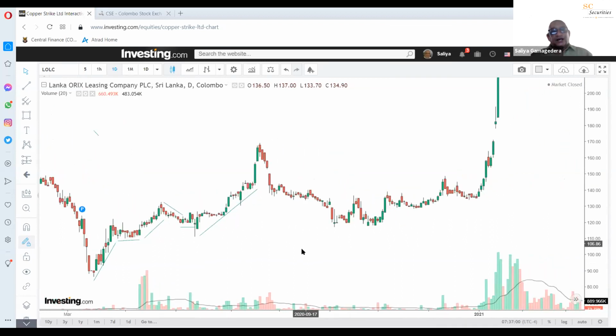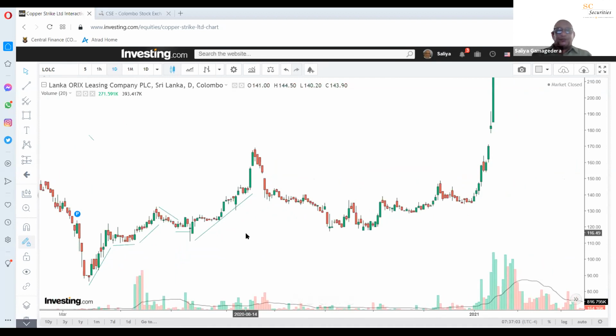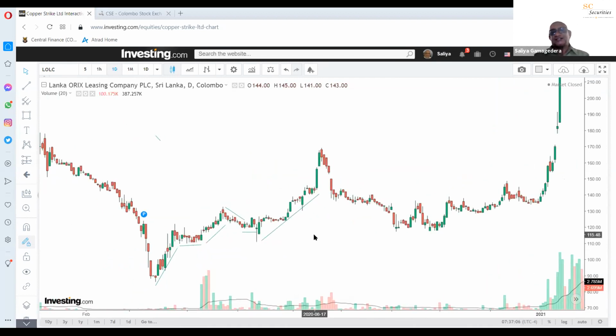Now, what is support? If somebody asks how to understand what support is all about, support is when a downtrend pauses due to a concentration of demand or buying interest. In a downtrend, you come into a pause due to a concentration of demand or buying interest.